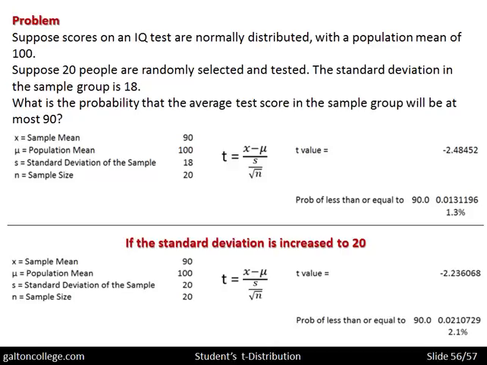And there's another calculation just performed almost for the fun of it. This time, if the standard deviation is increased to 20, in the previous one it was just 18, we find that the number goes up to 2.1%, which is what we would expect. There is greater variation in the sample. It's gone up to 20, whereas the previous one was just 18. So we'd expect the probability of less than or equal to 90 to have increased.